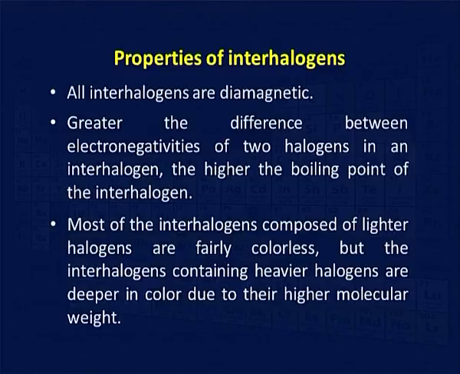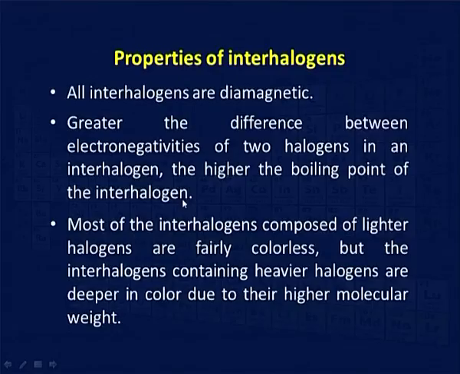The greater the difference between the electronegativity of two halogens in an interhalogen, the higher will be the boiling point of the interhalogen. This means boiling point is related to electronegativity: with an increase in the difference of electronegativity between the two halogens, the boiling point is supposed to increase. Most interhalogens composed of lighter halogens are fairly colorless, but interhalogens containing heavier halogens are deeper in color due to their higher molecular weight.